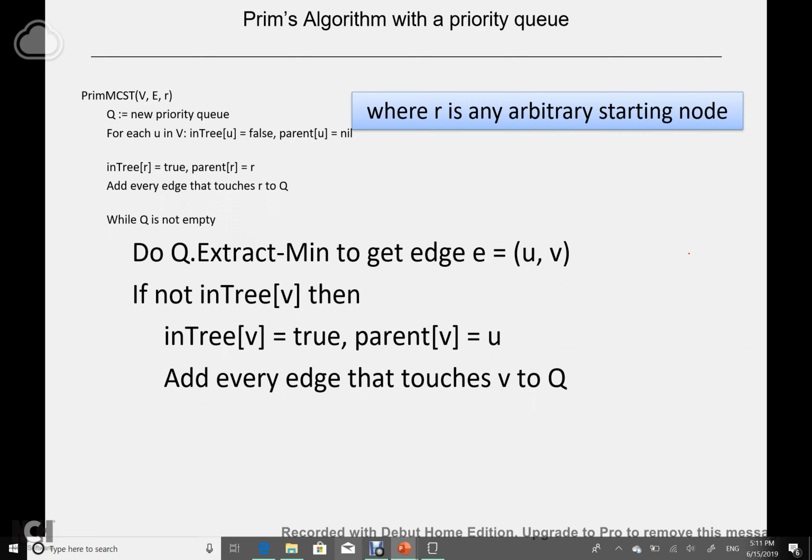And now let's take a look at the details, which include the priority queue. In the beginning, we initialize the priority queue and set, for each vertex, in-tree to false and parent to null. And then we choose an arbitrary node r, so its in-tree element should be true, and its parent should be r, right? You see it should be true. Add every edge that touches r to Q, right? So while Q is not empty, use Q extract-min to get an edge, you get the smallest one. If v is not in the tree, then assign in-tree to true, assign the parent to u. Add every edge that touches v to Q.